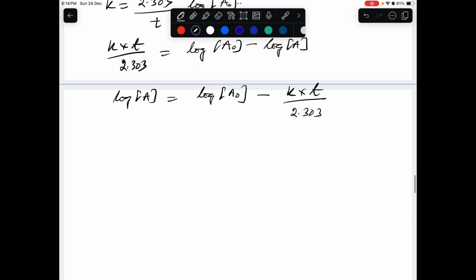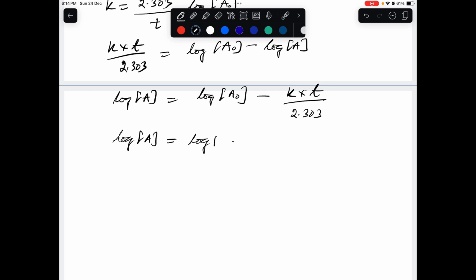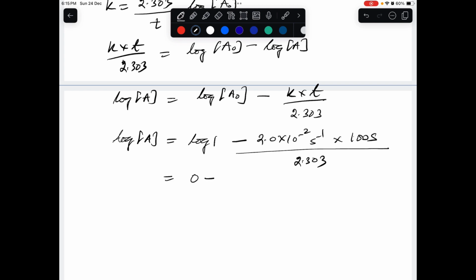So therefore we'll put down the values. Log A is equal to log A naught value. A naught is given as 1, so log 1 minus K value is given as 2.0 into 10 raised to the power minus 2 per second into time given as 100 second divided by 2.303. So this is equal to log 1 is 0 minus 0.8684 is the value of log A.